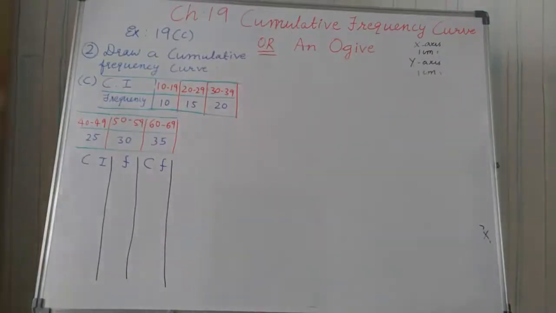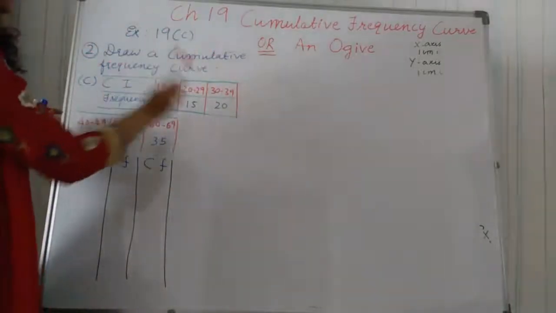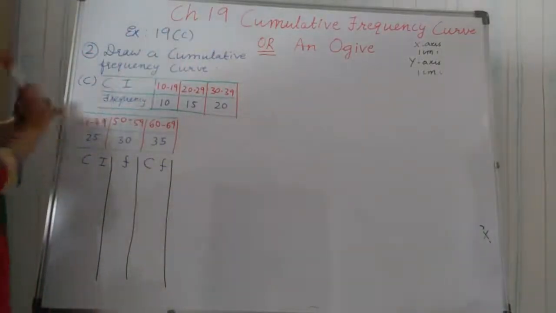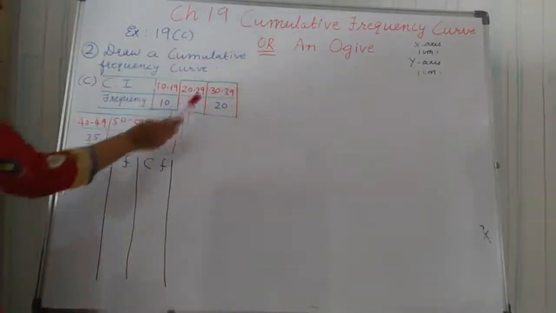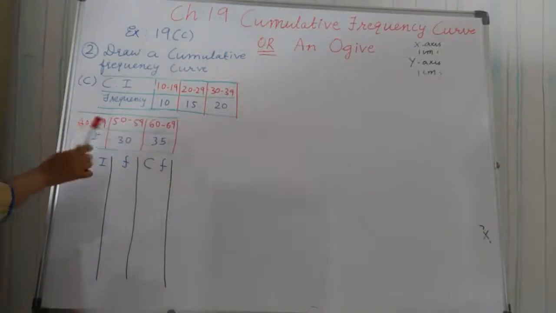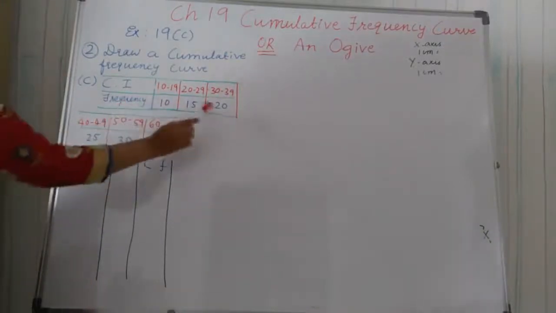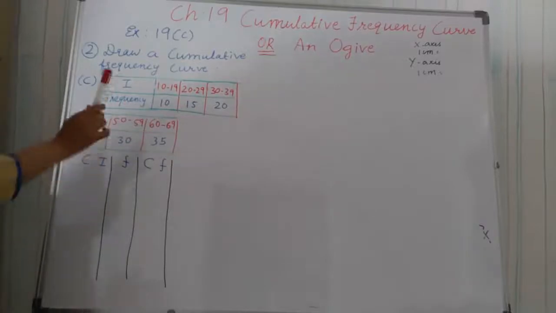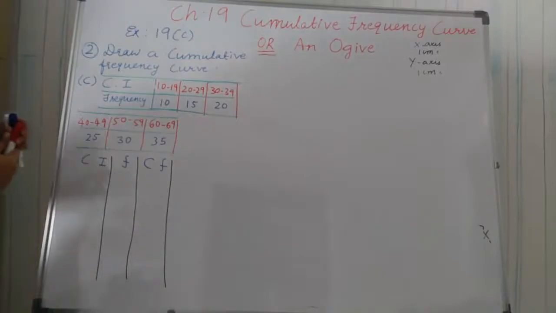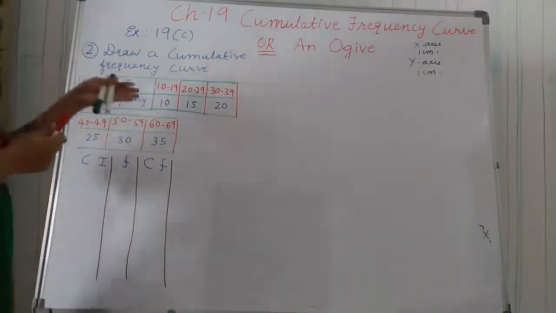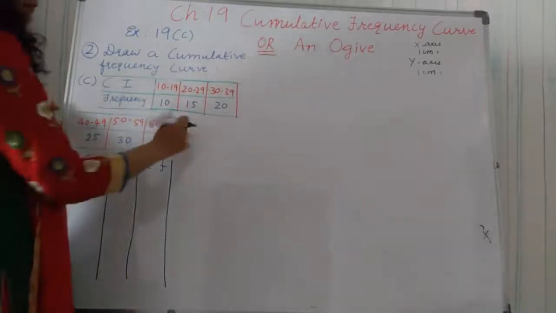Now taking one more example, which is question number 2. Draw a cumulative frequency curve. The class intervals given here are 10 to 19, 20 to 29, 30 to 39, 40 to 49, 50 to 59, 60 to 69, and these are the frequencies given to us. Now students, here you can see the class intervals are not inclusive type, so we have to convert them into inclusive by taking the adjustment factor.